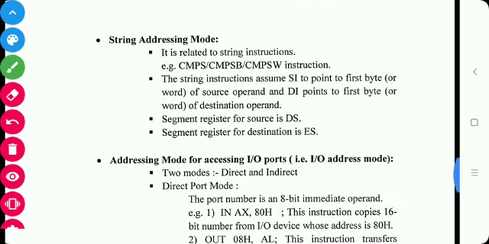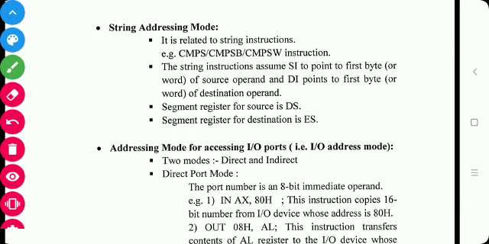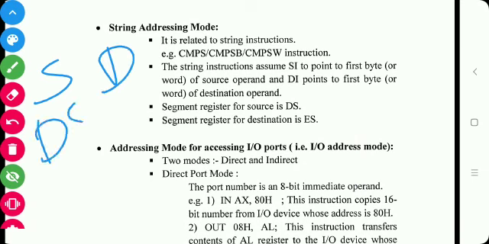Next is string addressing mode. This string addressing mode is used for strings, in which there are two strings: one is the source string and the second is the destination string. The source string is always stored in the data segment and the destination string is always stored in the extra segment.